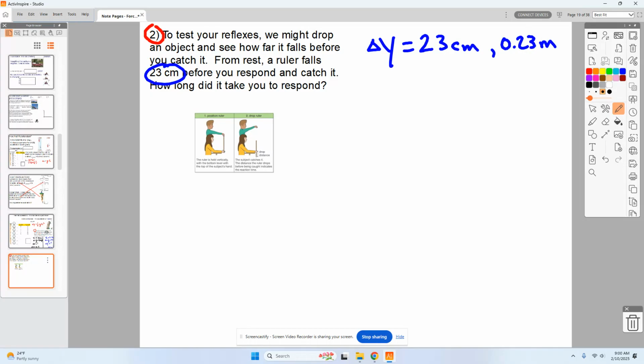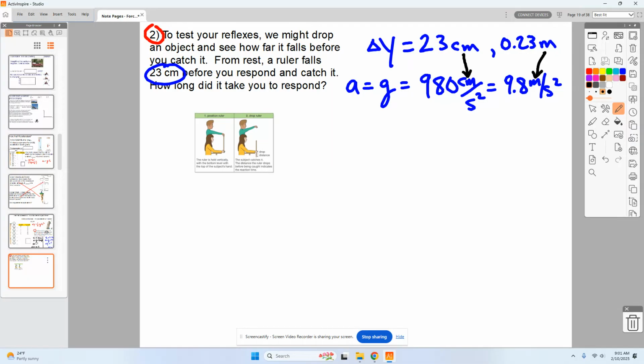Why is that important? Because the acceleration that I use has to have units that match. I might write it as 980 centimeters per second squared, or 9.8 meters per second squared. Whatever measurement I use for length has to match the acceleration value. So the centimeter and the centimeter, the meter and the meter, have to be consistent.